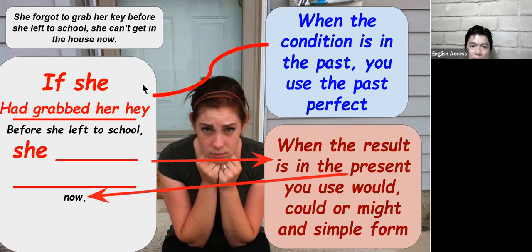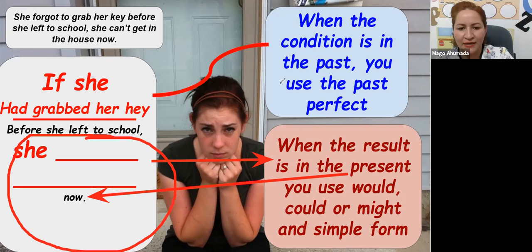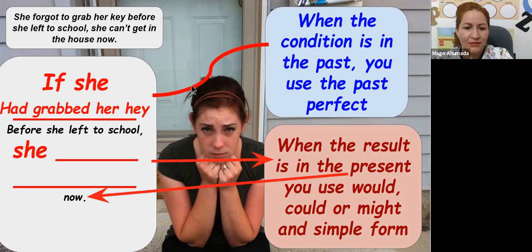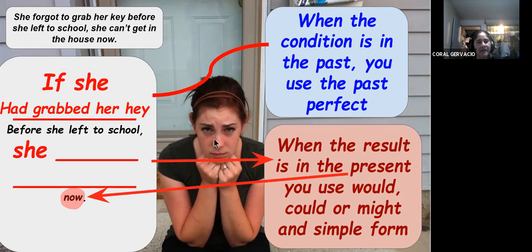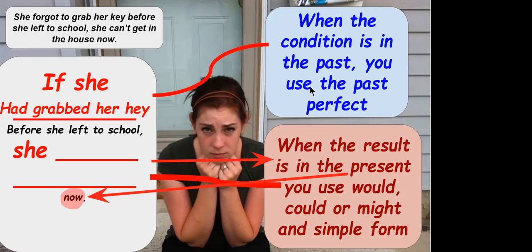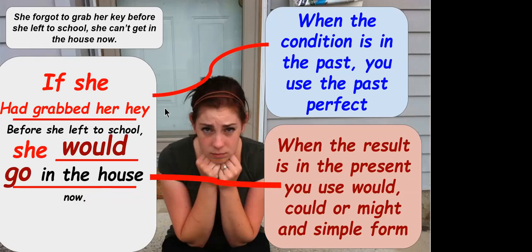Now, this is about present or the past? It's about present, because we got the word now. She wouldn't be outside. She would be inside her house right now.